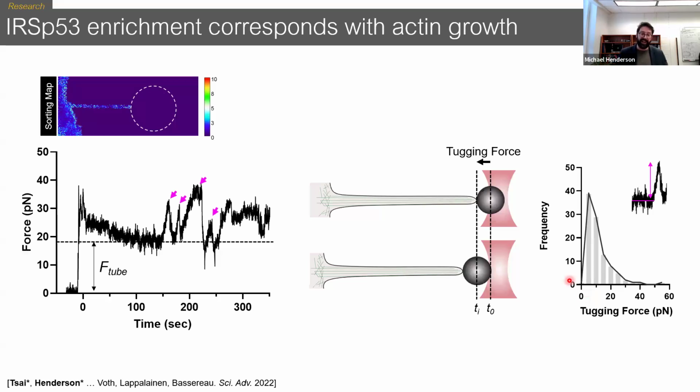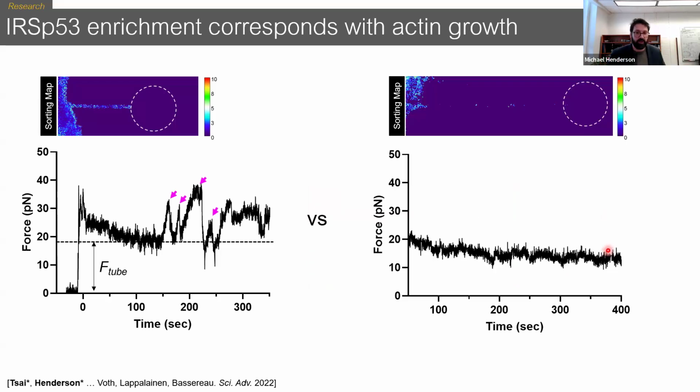And what's really cool is that these artificial tubes that we formed actually mature into a functional protrusion, because the forces we're measuring on these beads are actually akin to the force response that people have measured on endogenously formed filopodia.